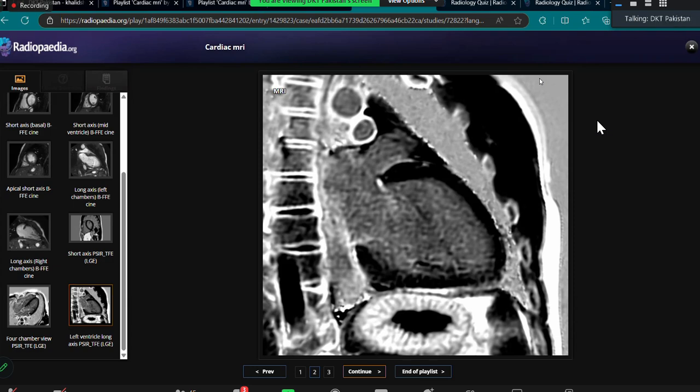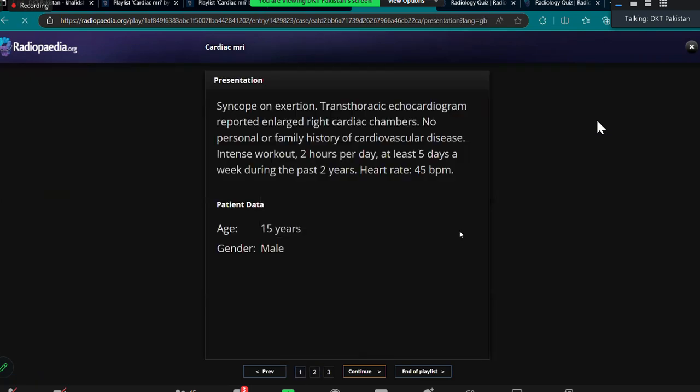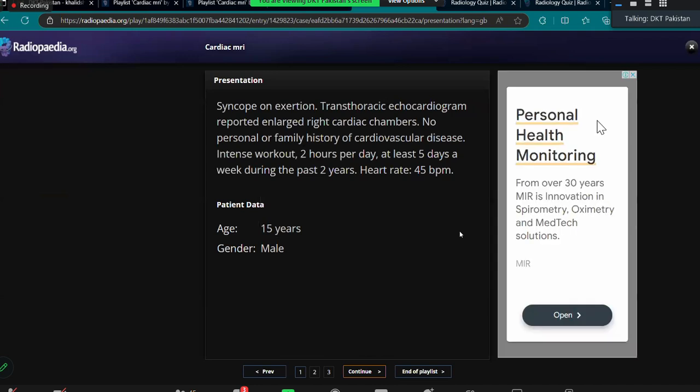So he's a young patient. I told you to read the history yourself because I wanted you to concentrate on the history. He is a patient who has no family history of cardiovascular diseases, no personal history of cardiovascular diseases. He does intense workout, 2 hours per day, at least 5 days a week. So it was very much highlighted to you, and I wanted you to concentrate on it. Heart rate was 45 beats per minute, which is lower than a sportsman's.